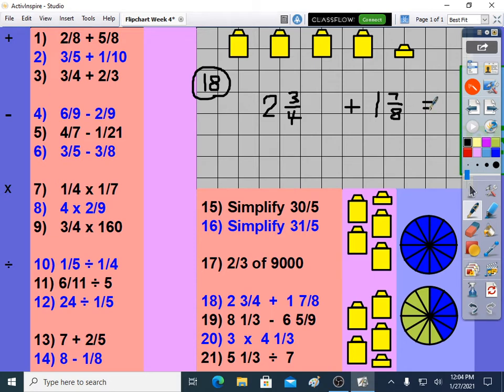One problem I notice is that this one's in quarters and this one's in eighths. So I want to change this one here to be in eighths. So I'm dealing with the fractions first. 4 times 2 is 8, so 3 times 2 is 6. That's better because I have 2 and 6/8 and 1 and 7/8. Now I could add the big numbers. 2 plus 1 is 3. I could add the eighths. 6/8 plus 7/8. 6 plus 7 is 13.